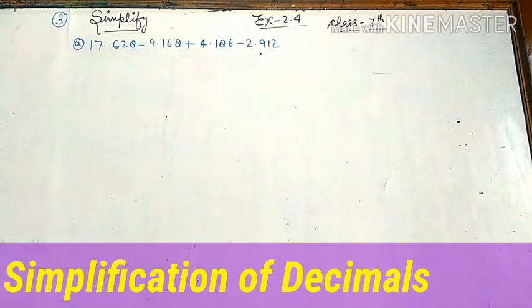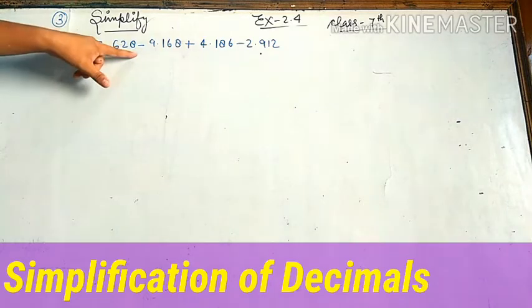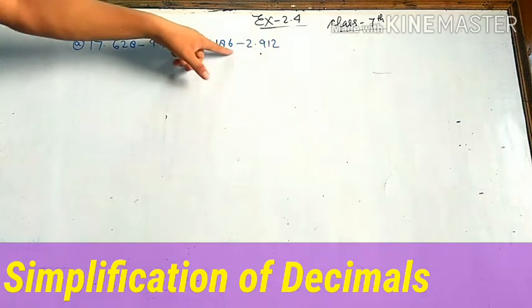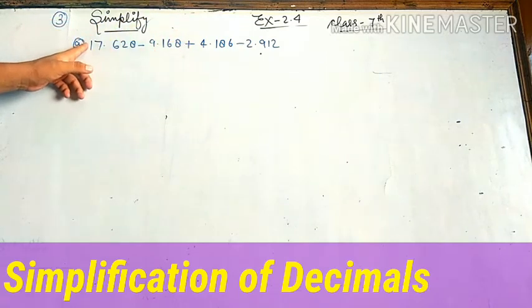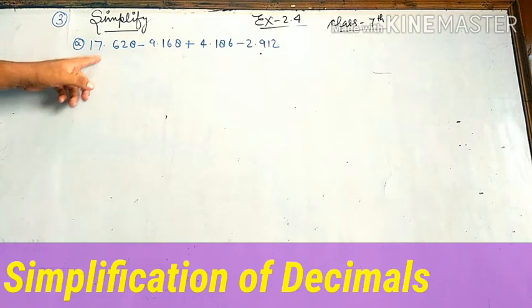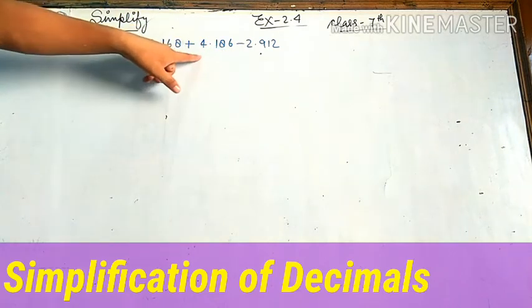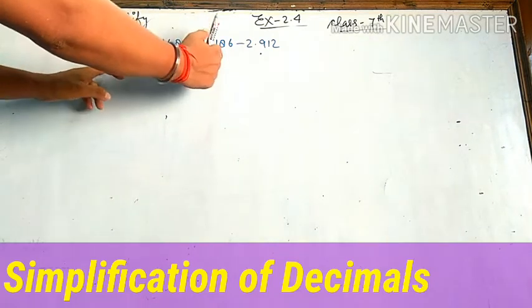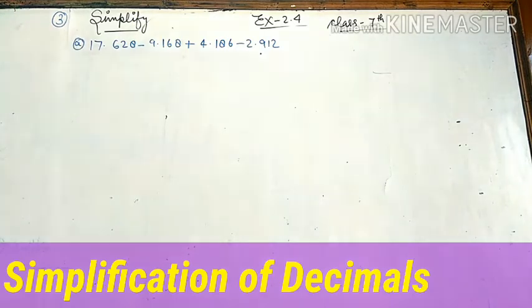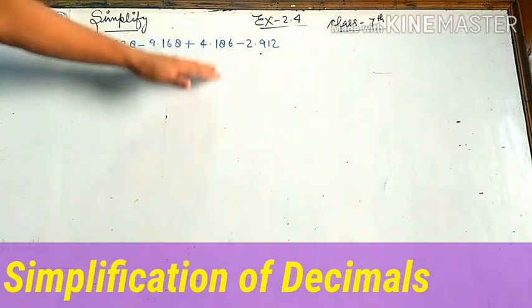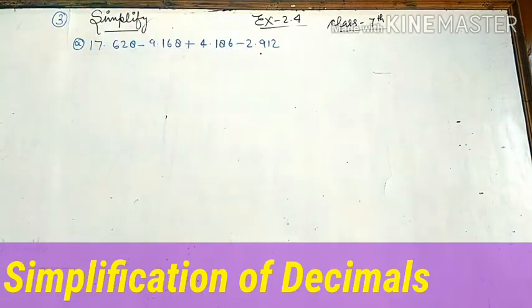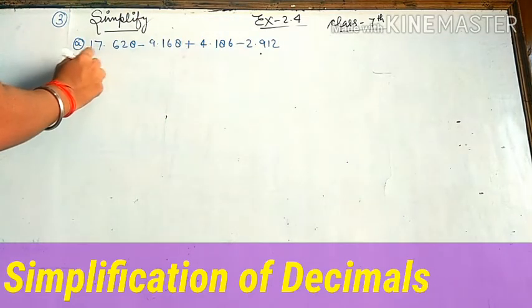And one thing you know: same sign, add; opposite sign, subtract. You can see the first number and the third number are both in positive sign, because the first number has no sign, which means it is positive, and there is a plus sign, so it is also positive. So first and third we will group separately, and second and fourth we will group separately, and then we add them and subtract. Okay, so look here.